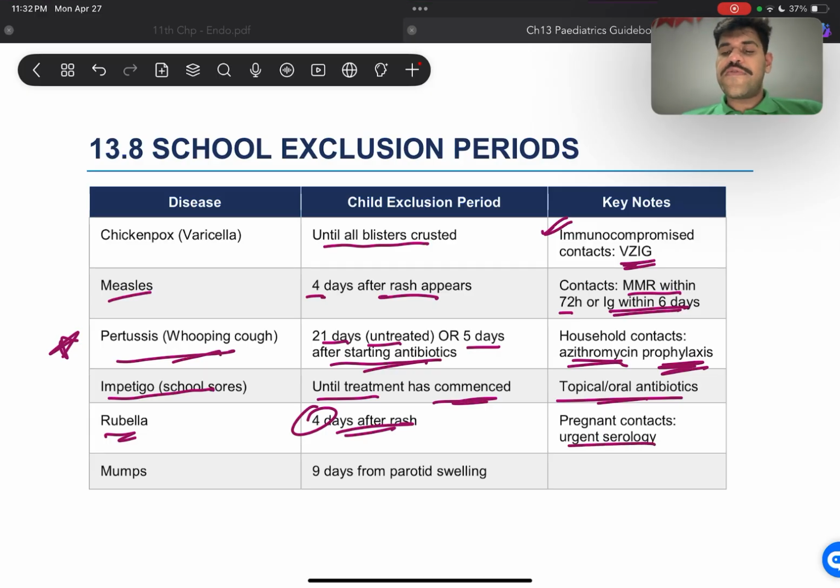And pregnant contacts, we have to get them urgent serology, because it can lead to hydrops fetalis. So it's a very severe condition for rubella. We have to check the serology of the pregnant patient. All right, mumps is going to be 9 days from parotid swelling, and that's about the important ones from the last 3 months. But if you want the full diagram, the full table, just check out the Telegram group.